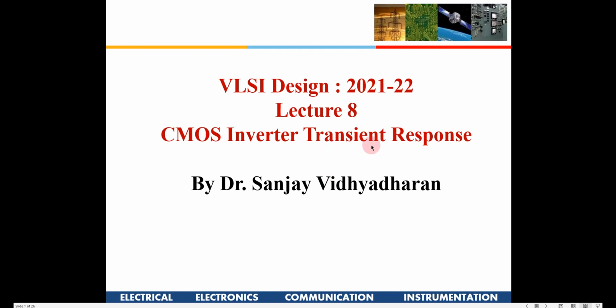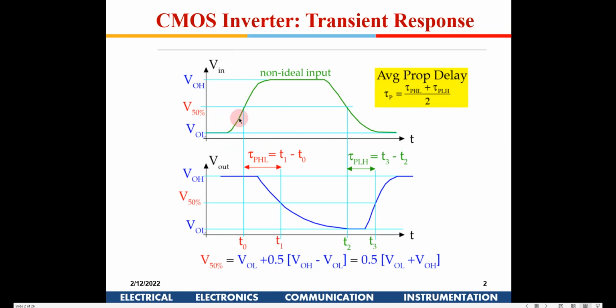Okay, now having read a little bit about CMOS static characteristics as well as the MOSFET capacitance, now we will try and learn about the CMOS inverter transient response. So if you see here, this is a waveform which we have discussed earlier also. This is the input which is changing.